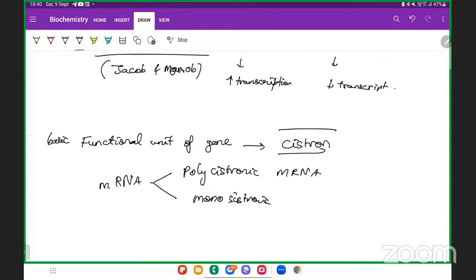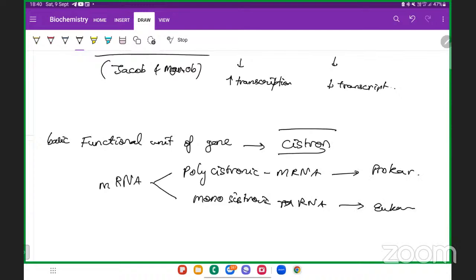What does the operon model suggest? Can someone tell me, if you have listened to your classes in your regular lectures or anything? If you have any idea about this operon concept, you can put it in the chat box. I'll tell you. Polycistronic mRNA is present in the prokaryotes, and monocistronic mRNA is present in the eukaryotes.